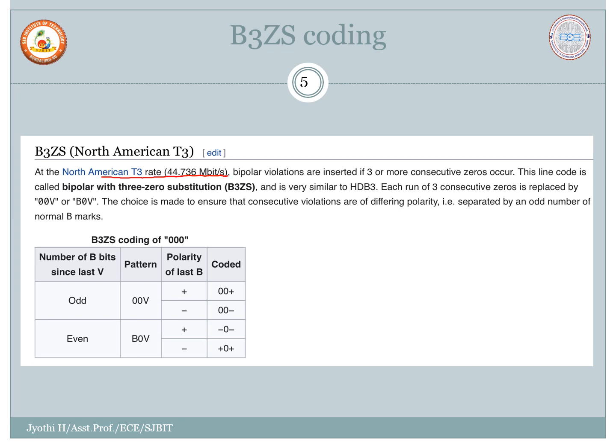Each run of 3 consecutive zeros is replaced by 00V or B00V. The choice is made to ensure that consecutive violations have differing polarity, that is, separated by an odd number of normal B marks. So here we are considering only 3 consecutive zeros. Depending on the number of 1s, the zeros may be decoded as B0V or else 00V. If an odd number of 1s is received, it is 00V. With an even number of 1s before the consecutive zeros, it is considered as B0V.